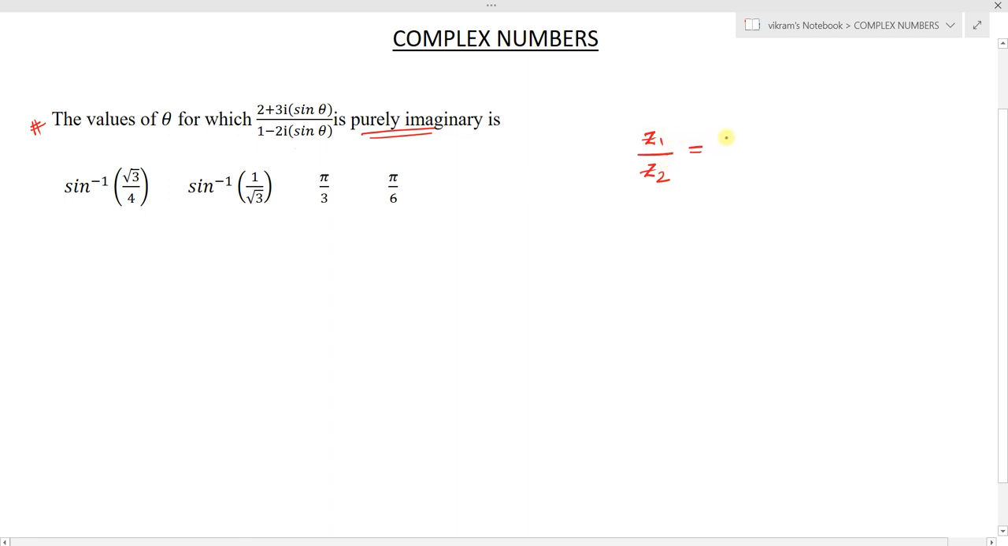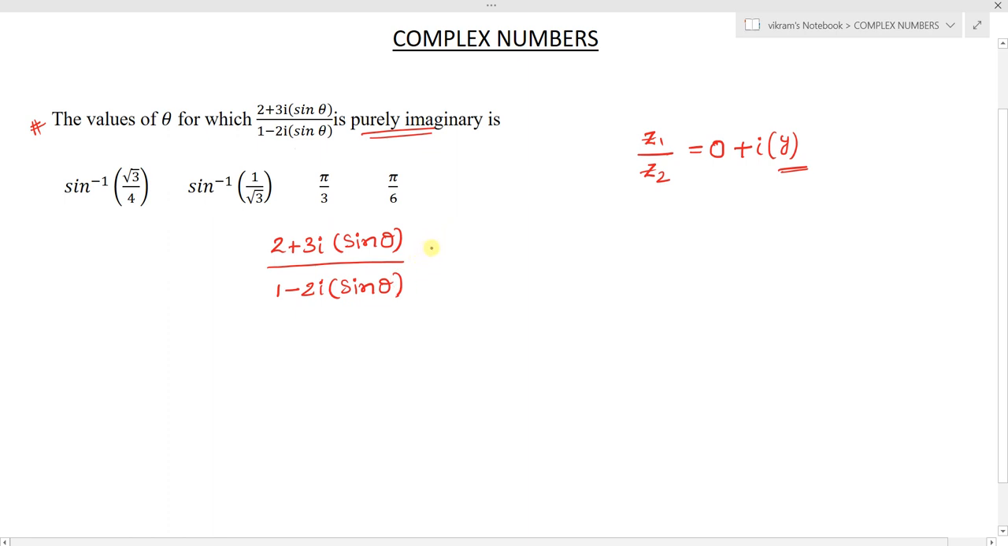We know that if a complex number is purely imaginary, that means the real part is 0 plus the imaginary part, which is some value. That means the real part is 0. Now we need to perform the division of the complex numbers: 2 plus 3i sine theta by 1 minus 2i sine theta.